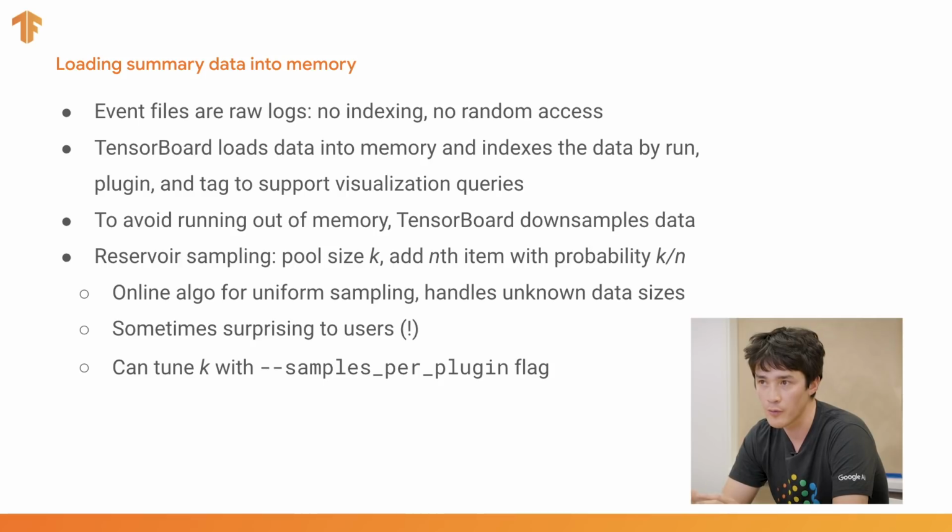This can be tuned with a samples per plugin flag, which tunes the size of the reservoir. Basically, if you make the reservoir larger than your total number of steps, you'll always see all of your data. So that gives you a certain amount of control over how that sampling works.